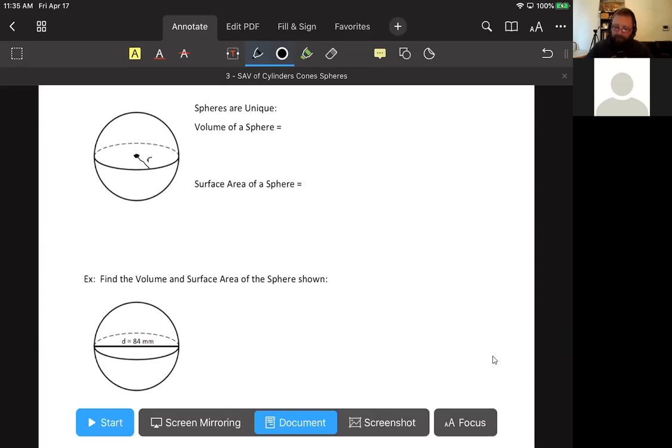The volume of any sphere is 4/3, and I know that's an odd fraction, times pi times the radius cubed. So 4/3 pi r cubed.